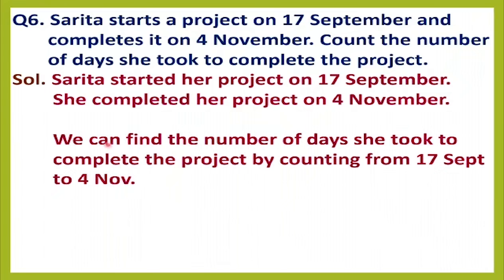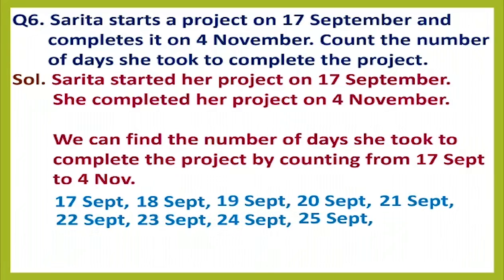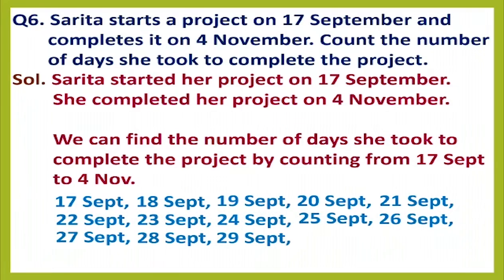Okay, so we can find the number of days she took to complete the project by counting from 17 September to 4 November. So we have to count 17 September, 18 September, 19, 20, 21, 22, 23, 24, 25, 26, 27, 28, 29, 30 September. In September we have 30 days.